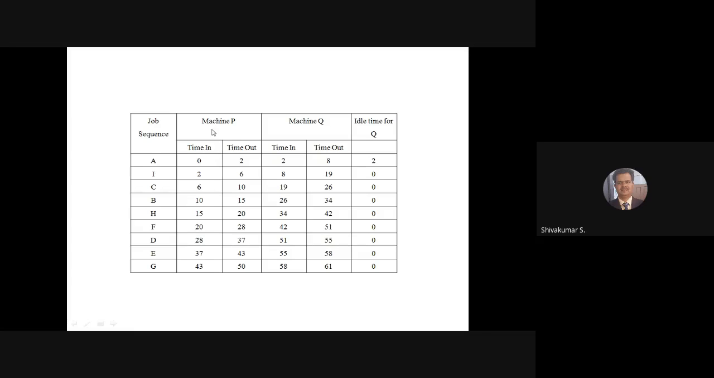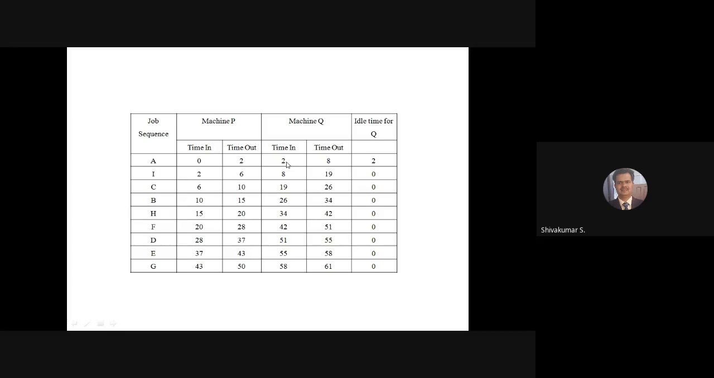So now keep that, just open the table. Okay. So for machine P, job A, 0 time it enters. Time in means it's the beginning, 0 time in. Time out 2 minutes because of the 2 minutes of processing time. Whereas machine Q, the job is going to be processed on machine Q only after processing on machine P. So for machine Q, it becomes 2 minutes time in.